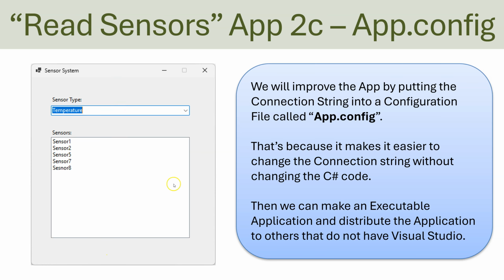So before we are finished with this application, I will introduce one more improvement. Now the connection string is hard coded in the C# code, but typically we want to put the connection string in a separate file called app.config. And that makes it easier to change the connection string without changing the C# code itself. And then we can also make an executable application and distribute that application to others that do not have Visual Studio installed. Then they can just open the configuration file and change or update the connection string. So then it's possible to use another database than the database I'm using.